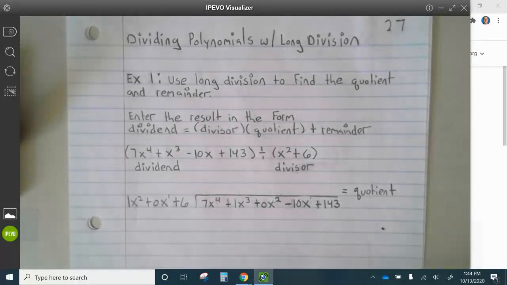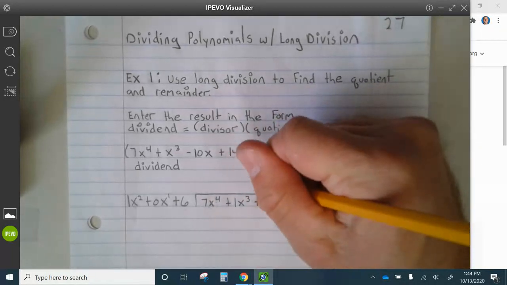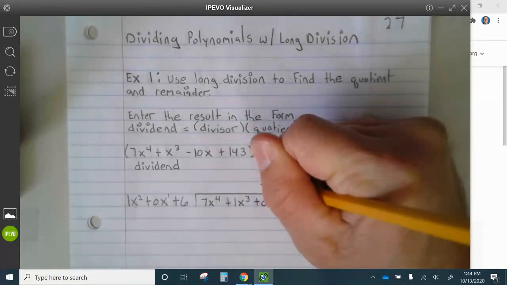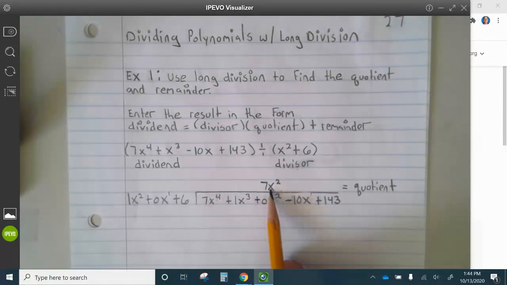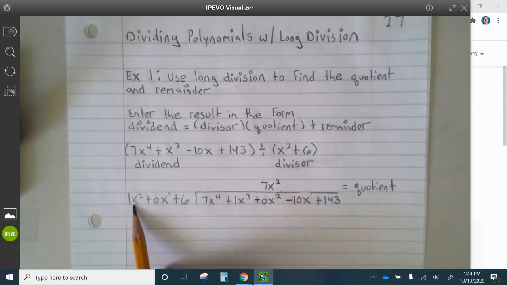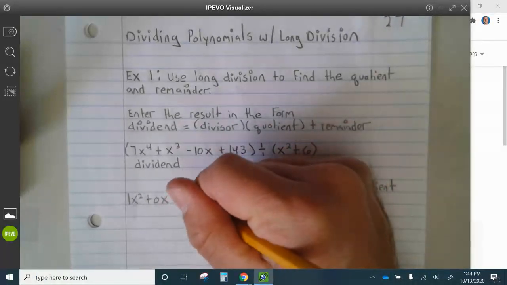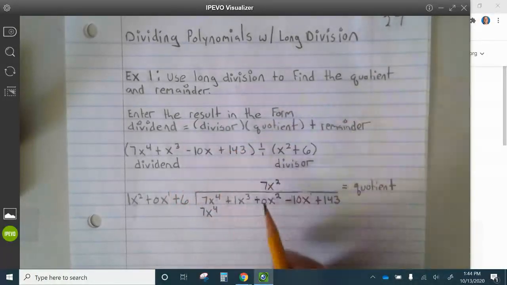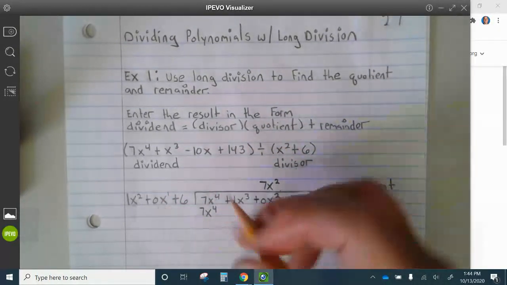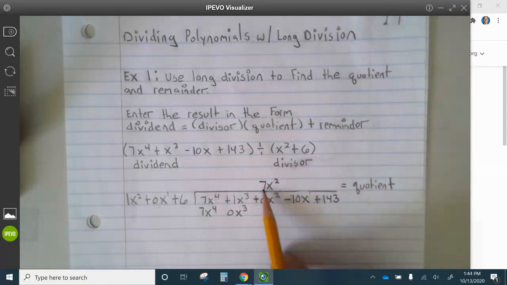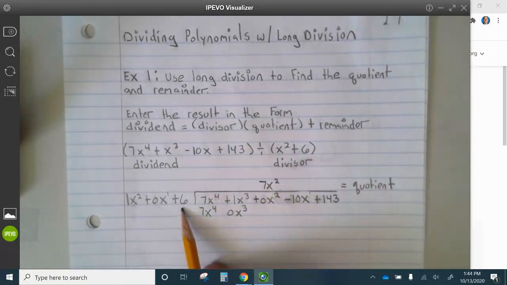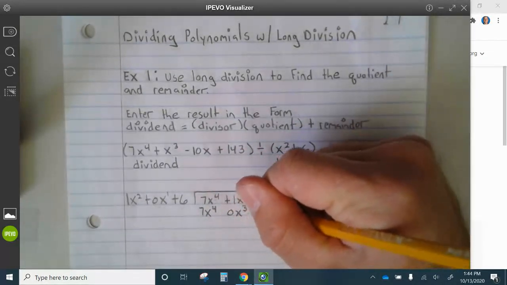Okay, so now back to asking yourself, what do you multiply 1x squared by to give you 7x to the fourth? The answer to that is 7x squared. And since it's a squared, it goes in the squared column. Now we multiply. 7x squared times 1x squared is 7x to the fourth. 7x squared times 0x squared is 0x cubed. 7x squared times 6 is 42x squared.